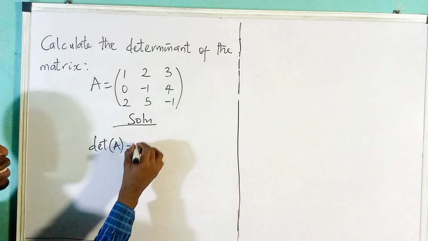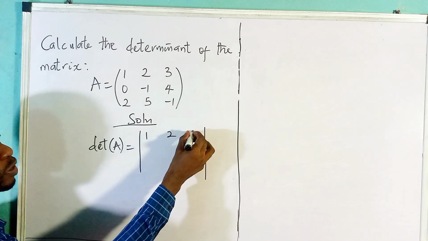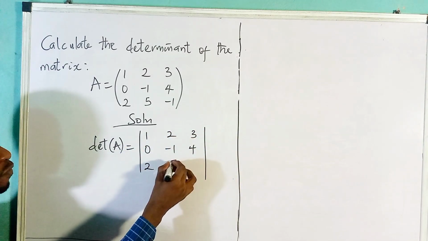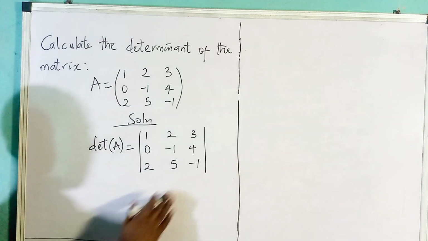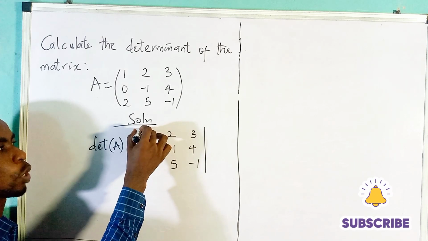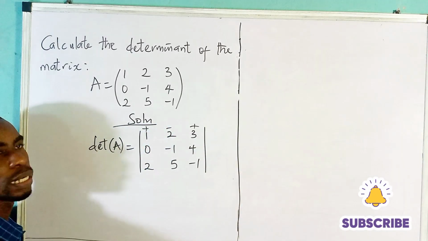So first of all, I'm going to write it like this: 1, 2, 3, 0, minus 1, 4, 2, 5, minus 1. And then I'll put signs at the top, starting at plus, then minus, and then plus.